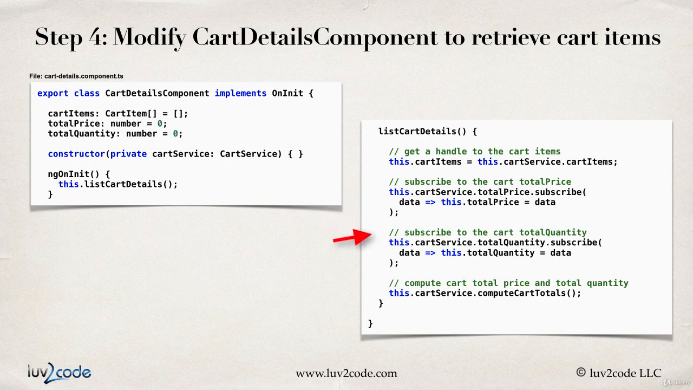Now this code will look very familiar to you because we created a similar piece of code for the cart status component, subscribing to information on the cart service. And then finally here, we'll compute the cart total price and quantity.